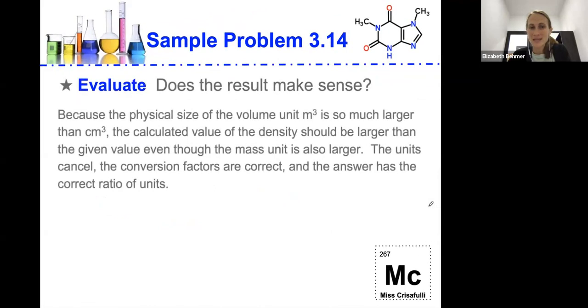Does the result make sense? Because the physical size of the volume unit, a meter cubed, is so much larger than centimeters cubed, the calculated value of the density should be larger than the given value, even though the mass unit is larger. All the units cancel and the conversion factors are correct, and the answer has the correct ratio of units.